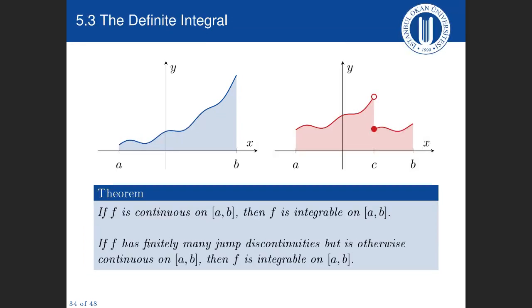And we can actually generalize this a little bit. Look at this picture on the right. If we have the type of discontinuity which jumps from a finite number to a different finite number, this is called a jump discontinuity. So that's not the type of discontinuity which goes up to infinity. It's always jumping from a finite number to a finite number. If f has finitely many jump discontinuities, but is otherwise continuous on the closed interval from a to b, then f is integrable on the closed interval from a to b.